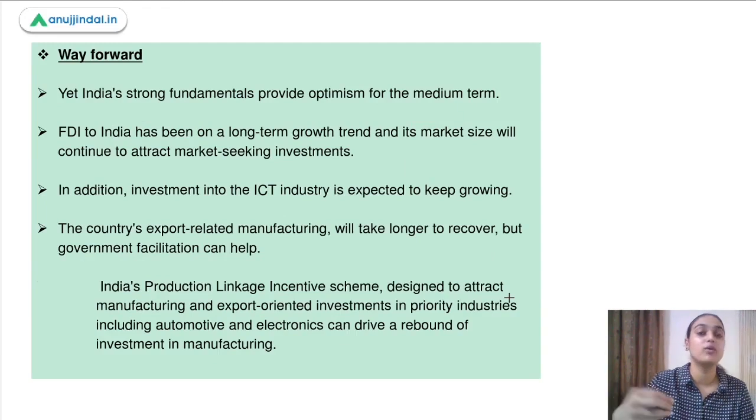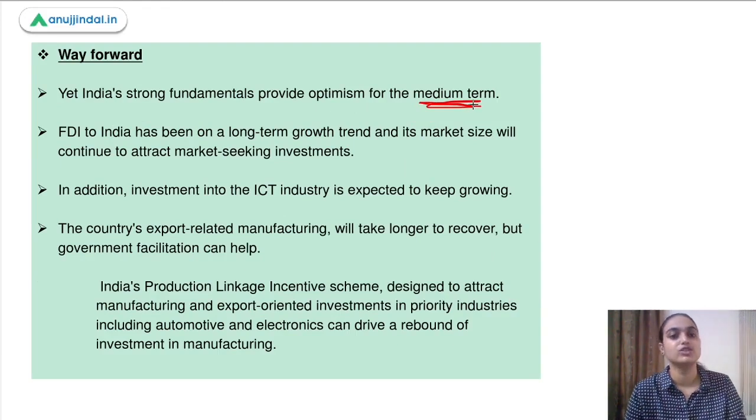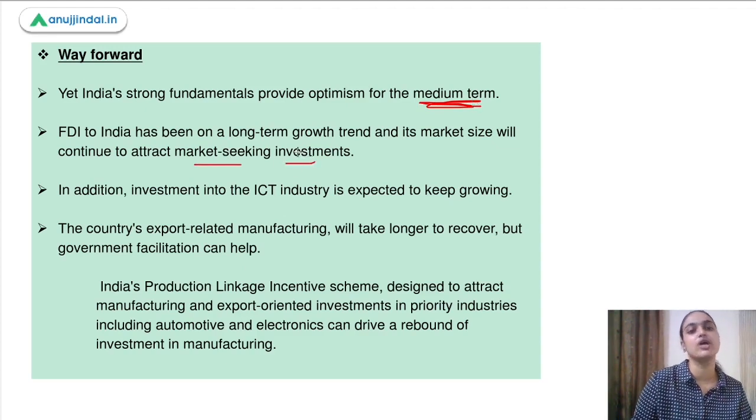Now talking about the way forward, India's strong fundamentals prove the optimism for the medium term as well. So FDI in India has been on a long-term growing trend and markets will continue to attract market-seeking investments. So we expect that India's trend will continue to attract more investments, especially in the ICT sector. Especially this investment in the ICT sector is expected to keep growing.